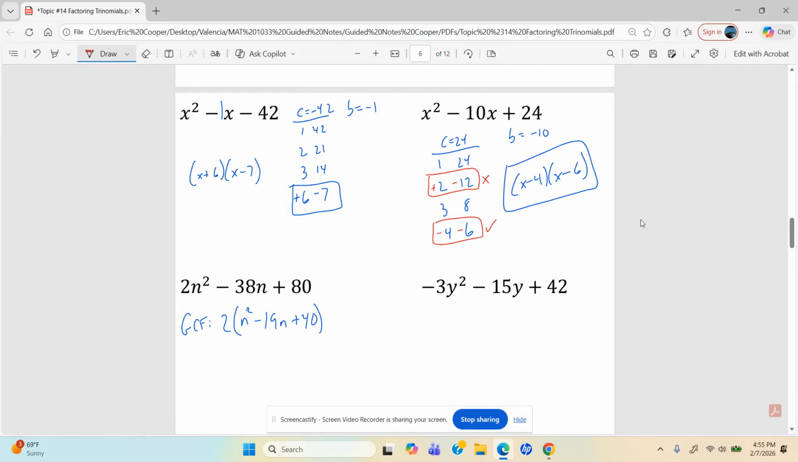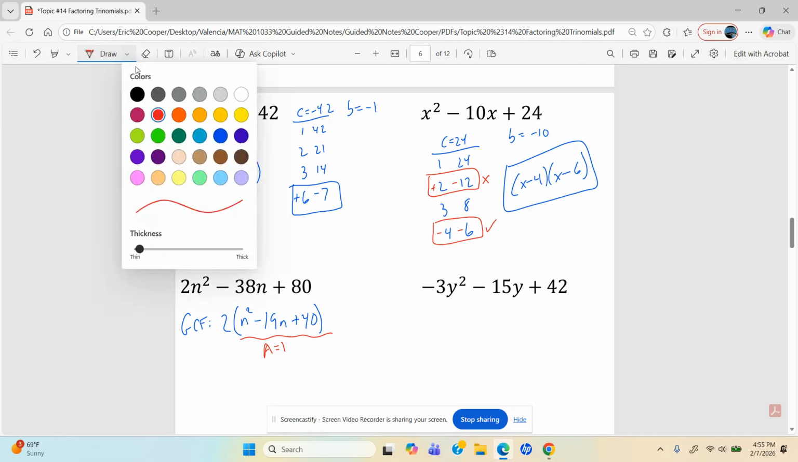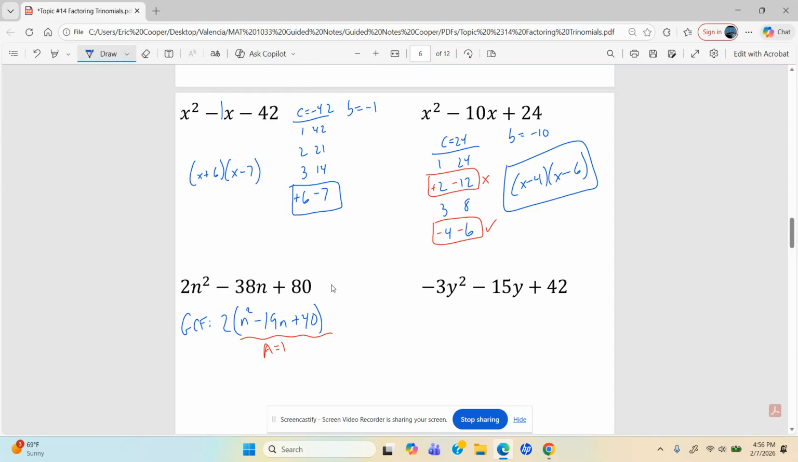Now when I look inside the parentheses, this I can do with a equals 1, because there's nothing in front of the n squared now. So let's go through and factor it. I need something that multiplies to 40, but combines to make negative 19. I've got 1 and 40, I've got 2 and 20, I've got 4 and 10, and then I've got 5 and 8. So as I look through this, 1 and 40 don't make 19, neither does 2 and 20, neither does 4 and 10, and neither does 5 and 8. So what does that mean? That means this cannot factor any further, and this would be my final answer.